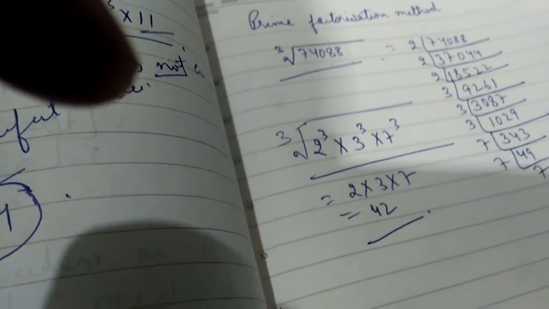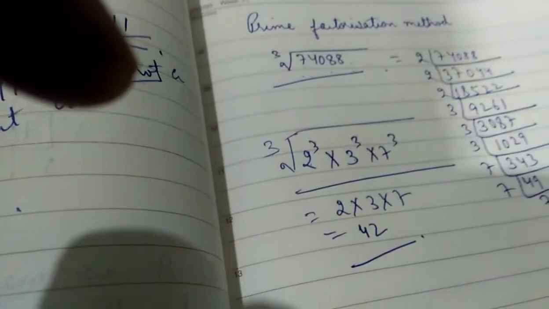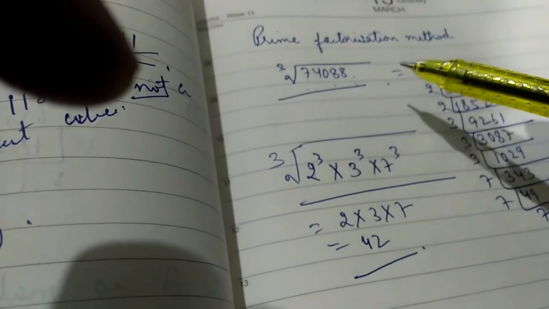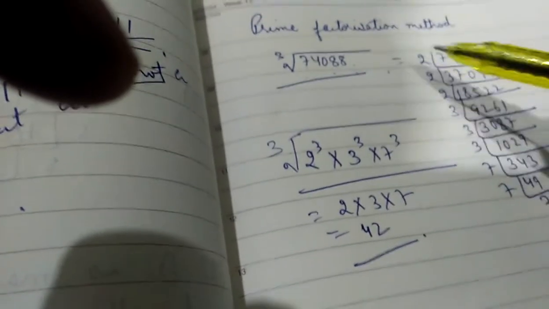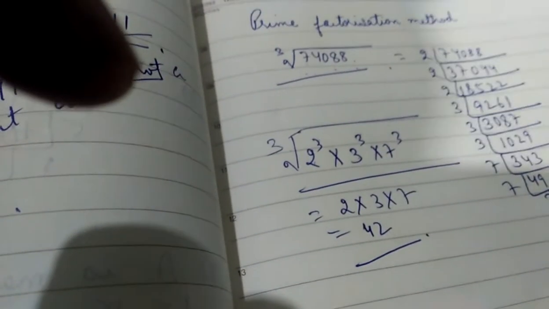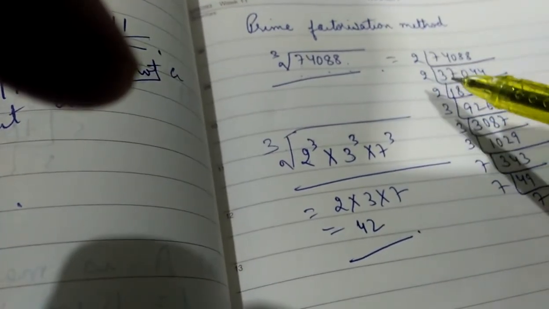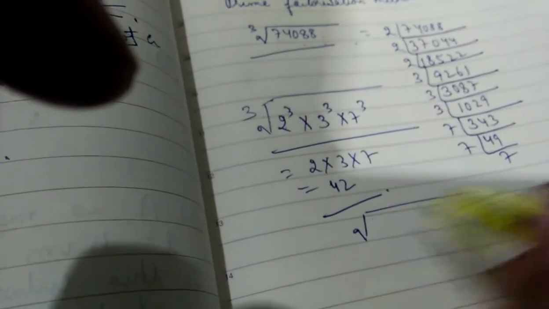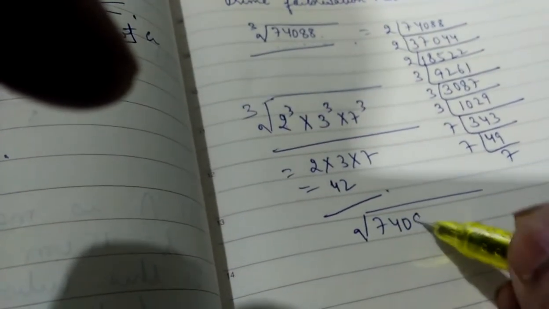Okay, so here there may be another question. Let us suppose that I will take this example because it will be easier to explain to you. So let us suppose that it had not been 74,088 but 74,088 into 2.